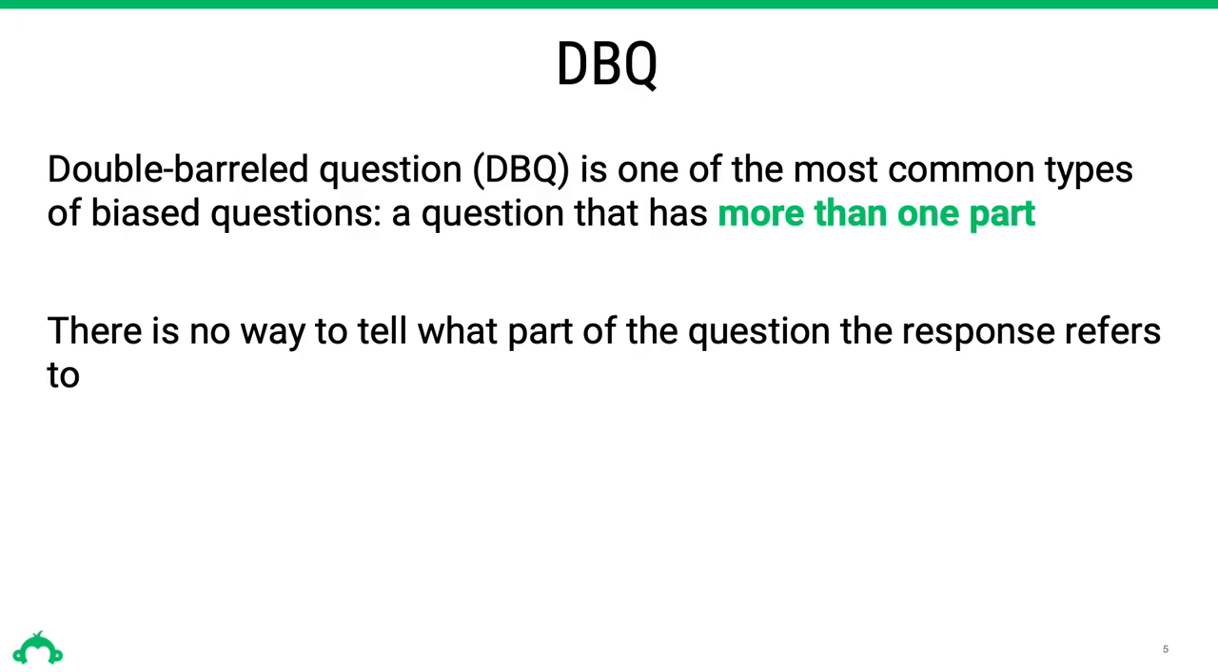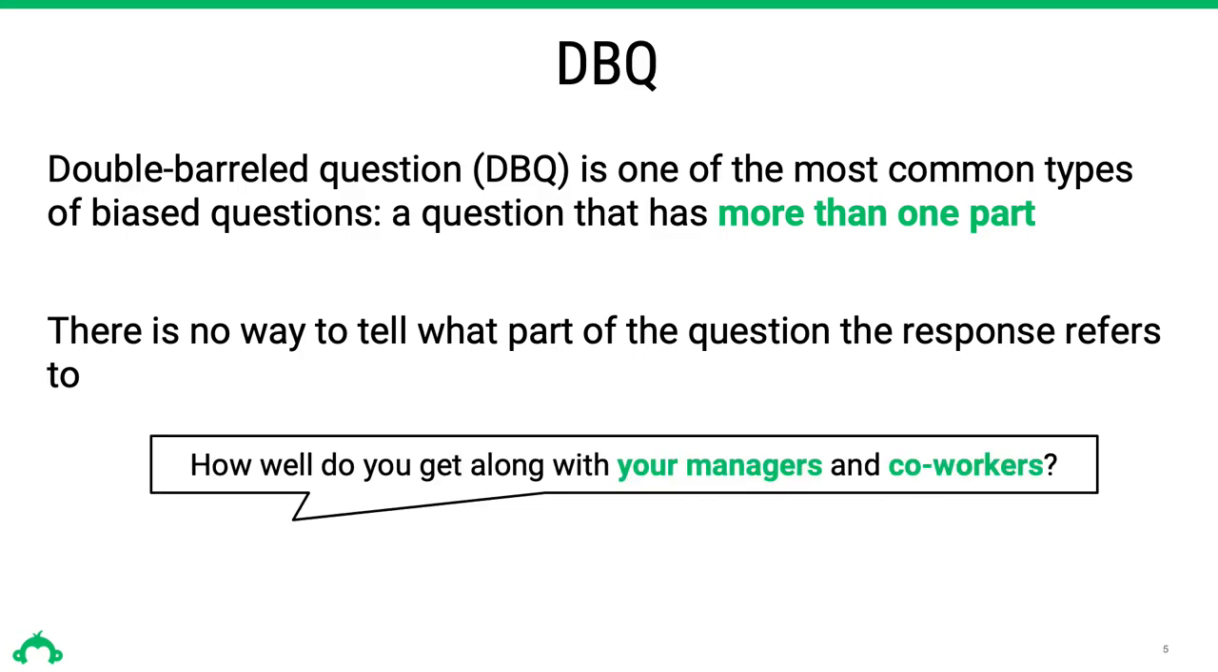Here are two potential examples of double-barreled questions. The first one is, how well do you get along with your managers and coworkers? If the answer options are well, not well, and neutral, then if I get along well with the manager but not with the coworkers, I will not be able to express my opinions properly in this question.